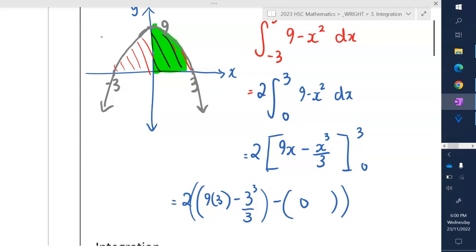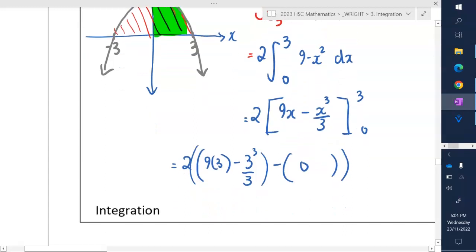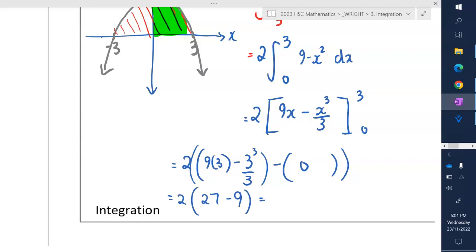And that's the bit that makes it easier, because I'm doubling this answer as opposed to not having the 2 and popping -3 down here and then having to put -3 in there. So a little bit quicker for you. So I'm going to have 2 times 9 3s are 27. 3 to the power of 3 is 3 times 3 times 3, which is 27, divided by 3, which is 9. 27 take away 9 is 18, and that's times 2, which is 36.